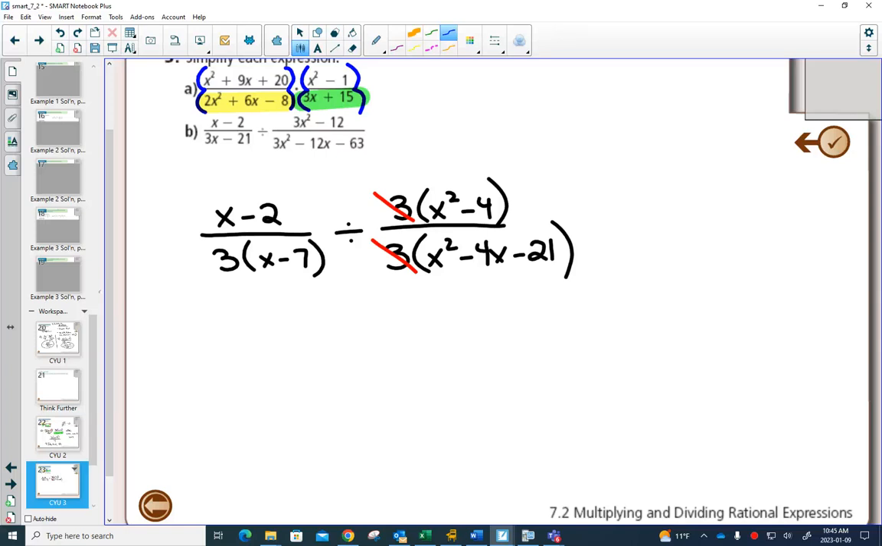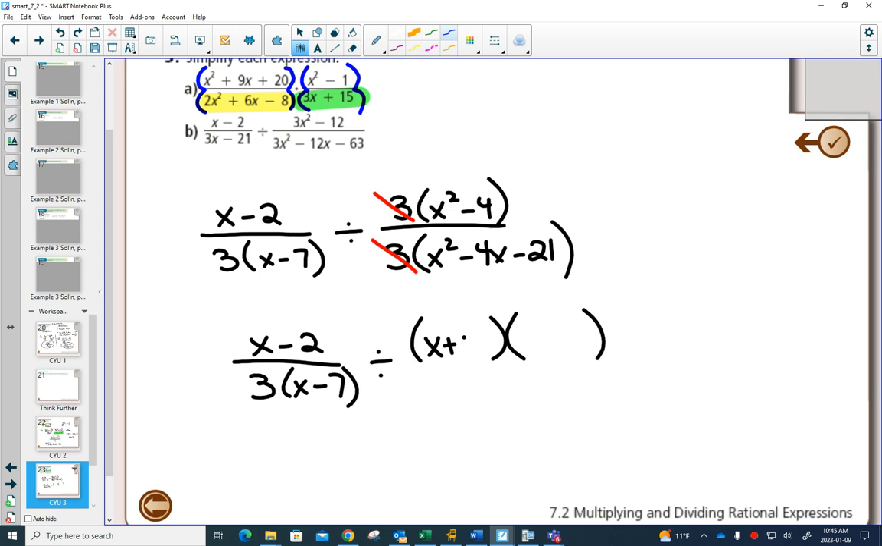Now, I still haven't factored completely. I'm going to take another step. Keep the divide sign. This is a difference of squares, x plus 2, x minus 2. This is a trinomial. To get x squared would be x and x. To get 21 and 4, I'm going to say 7 and 3. I need my outside to be -7, my inside to be +3. I multiply it out completely in my head to check if it works, and it does.